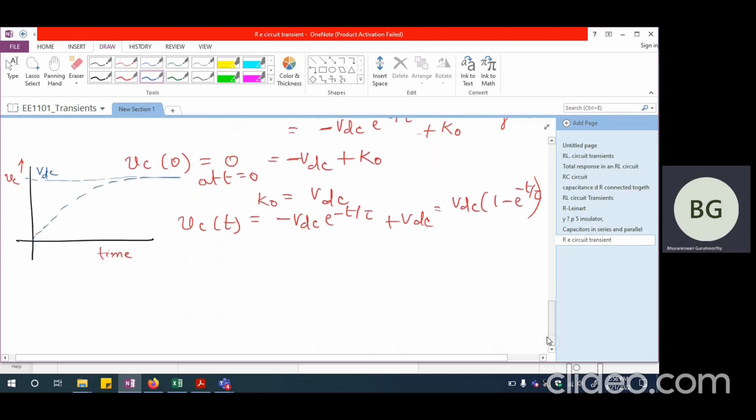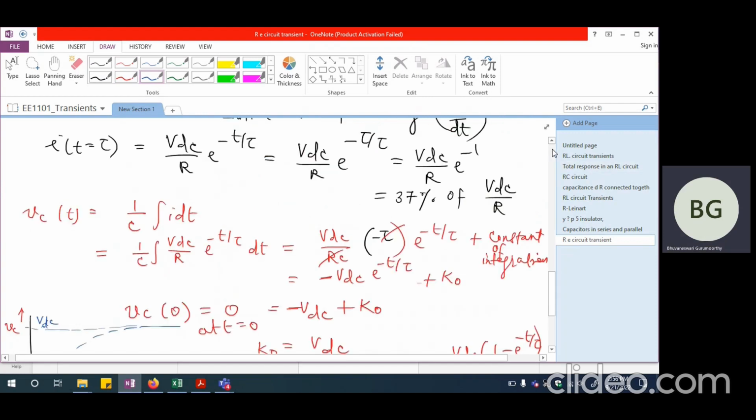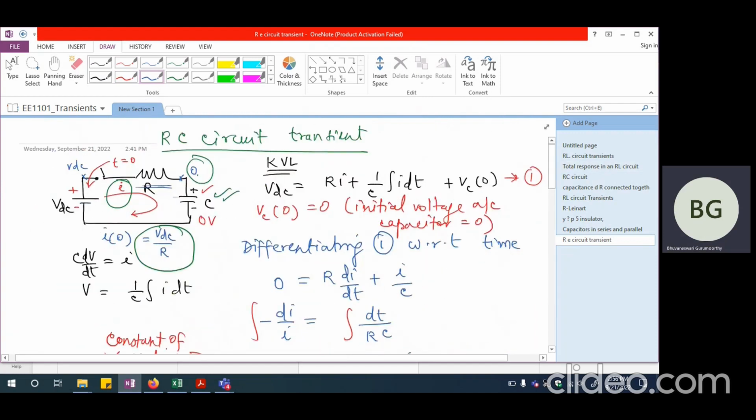Now, rather than this, let me look at the case where the capacitor is already charged. Let me look at the circuit somewhat like this. Maybe I'm going to have one switch here and an R, and the capacitor is getting charged here.